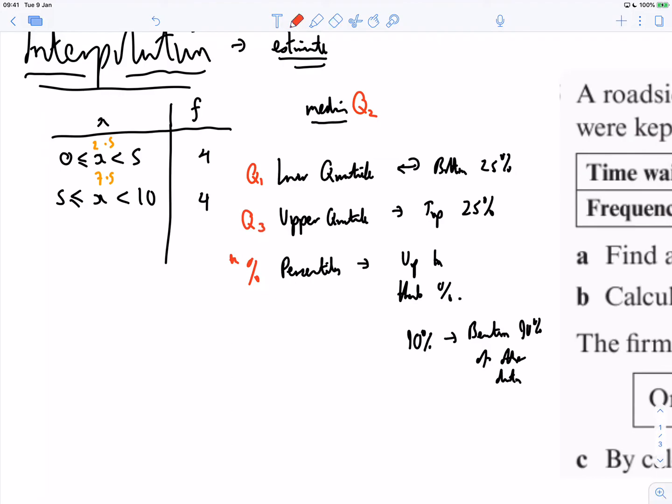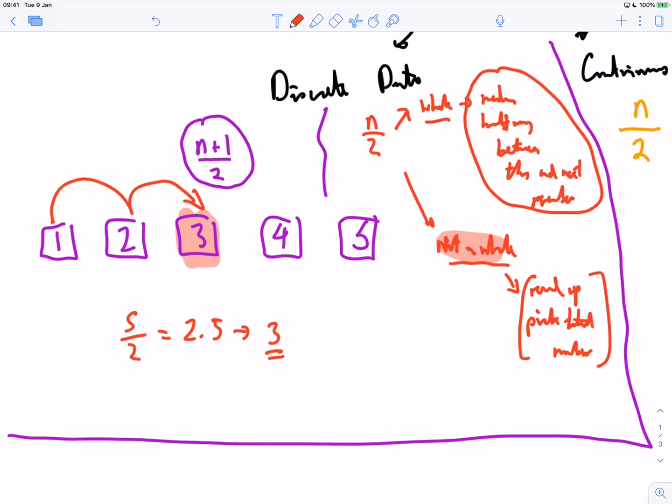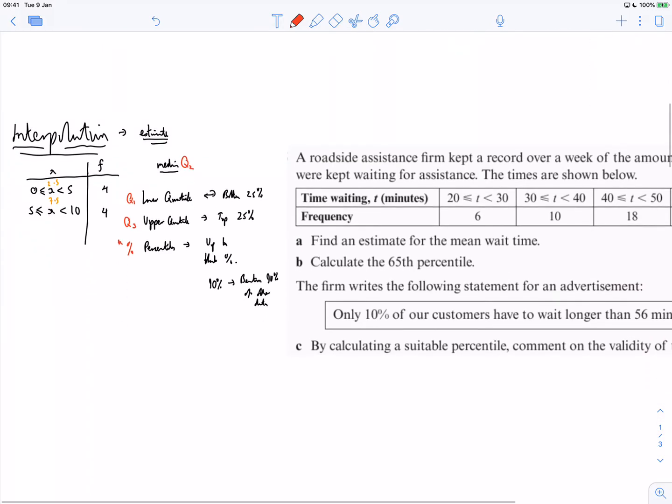The lower quartile is the first quarter, the upper quartile is the third quarter, and the median is the second quartile. And now Edexcel like to play silly buggers again here. For continuous data, it's as you'd expect.